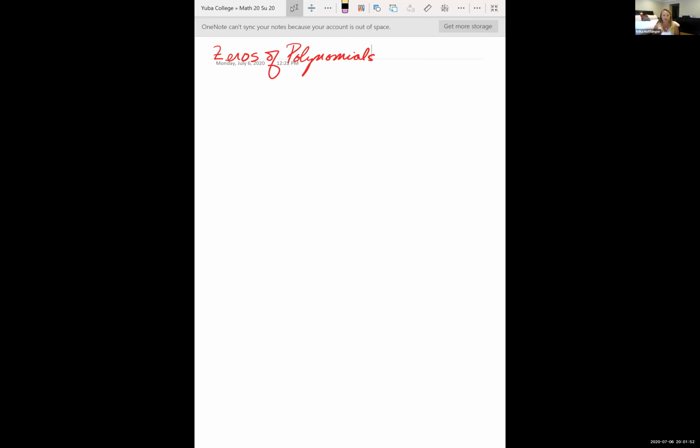And we're going to be given all these different rules and tools to be able to find zeros of a polynomial, if they exist, and what they are. So there's going to be a lot of different theorems today and a lot of things kind of tying together.